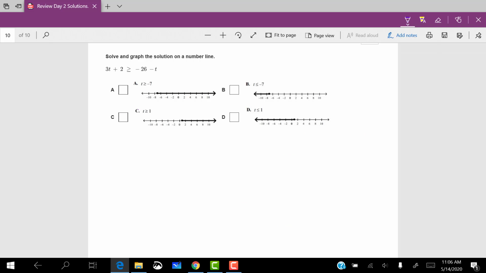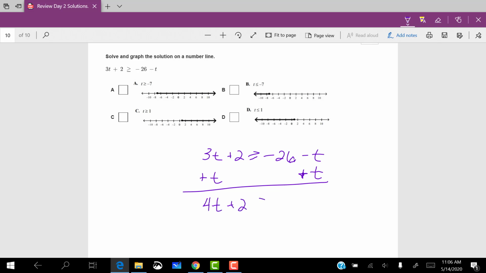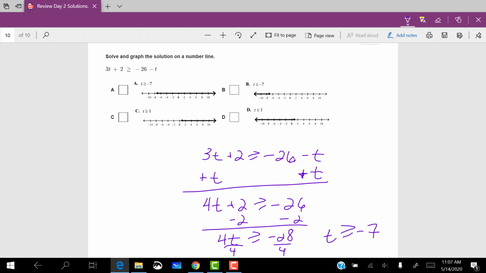One more inequality. I'll add t to both sides to get all the variables on one side. So now I have 4t plus 2 is greater than or equal to negative 26. Subtract 2 from both sides. 4t is greater than or equal to negative 28. I'll divide both sides by 4. I'm not dividing by a negative, so I'm not going to swap the inequality sign. I'm going to be left with t is greater than or equal to negative 7. And that is letter A.